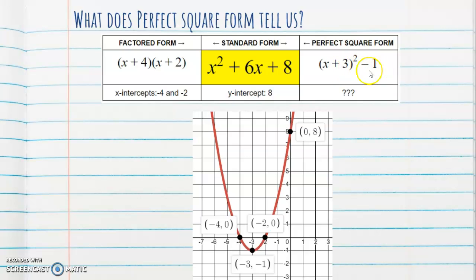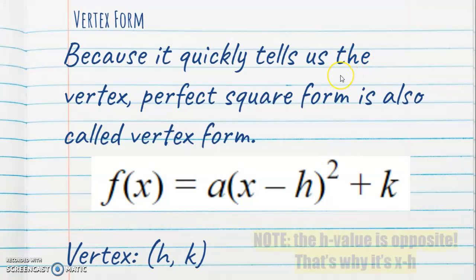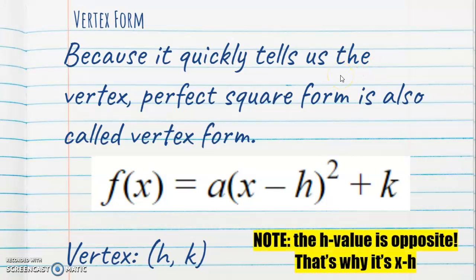Our k value stays the same though. So it's at -3, -1. So I want to make sure you note the h value is the opposite. That's why we use an x minus h in the parentheses there, okay?